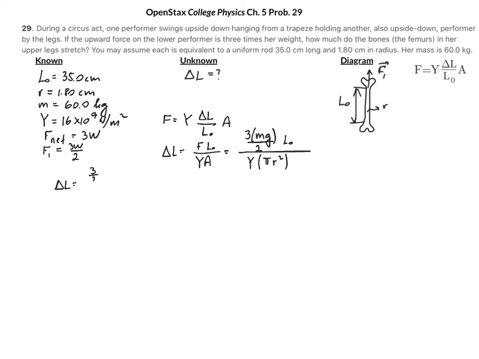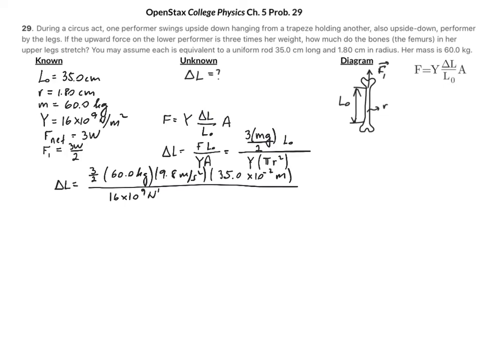So we have 3/2 times mg. Mass is 60 kilograms, and g is 9.8. Then L naught is 35 centimeters, so that is 35.0 times 10 to the negative 2 meters, divided by Young's modulus, 16 times 10 to the 9th newtons per meter squared, times pi times the radius squared. So the radius is 1.8 times 10 to the negative 2 meters, quantity squared.